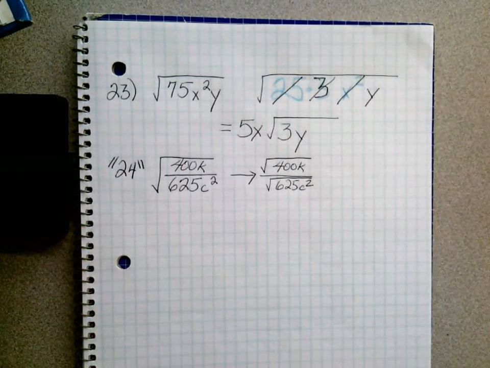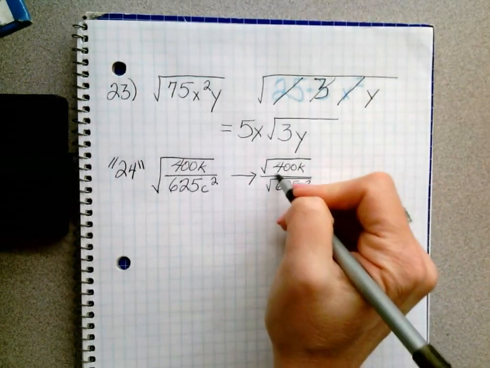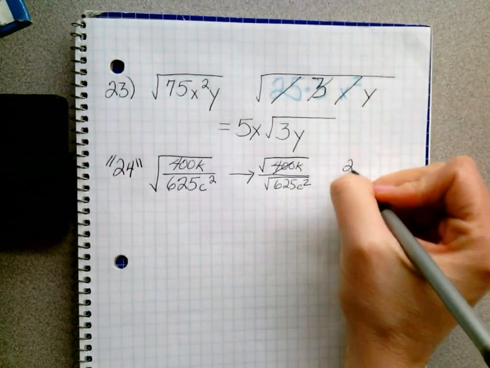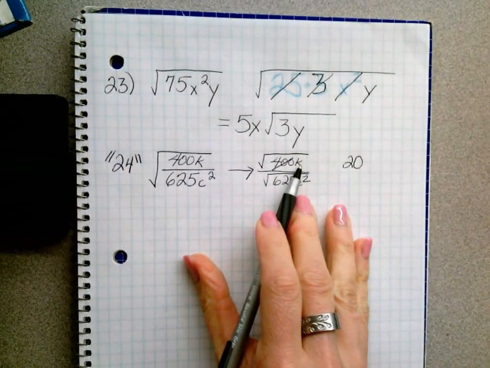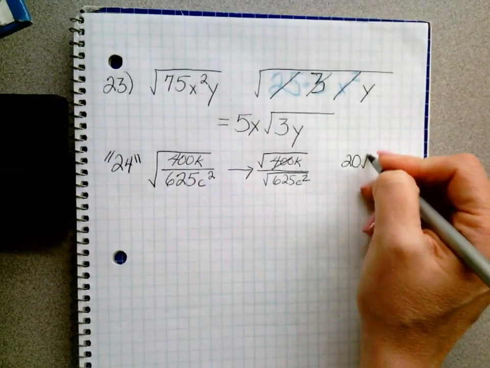Okay. Is 400 a perfect square, or does it have a perfect square factor? The square root of 400 is 20. Okay, that comes out of the radical. Is k a perfect square? No. It stays underneath the radical.